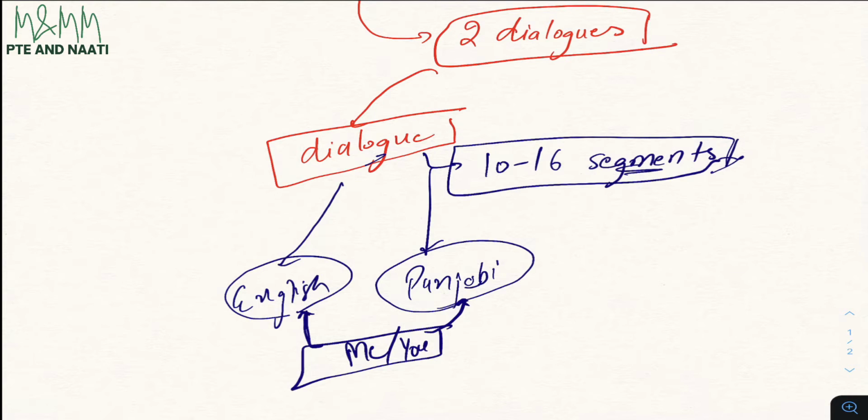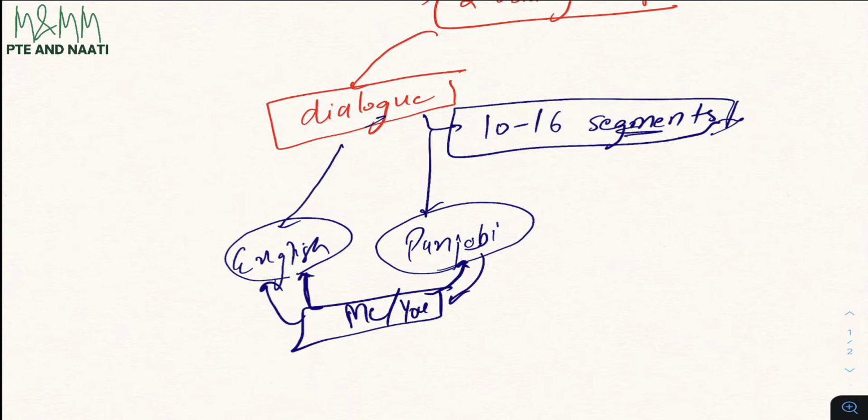Then in the same way, in the next segment, you listen to the Punjabi segment and translate it into English. So you don't give your suggestions or opinions or any sort of answers. You just speak it out in the other language, exactly the same thing. As I said, it's going to be anywhere between 10 to 16 segments. They can give you a minimum of 10 and they can stretch it up to 16 different segments.